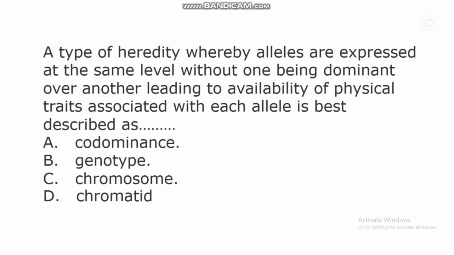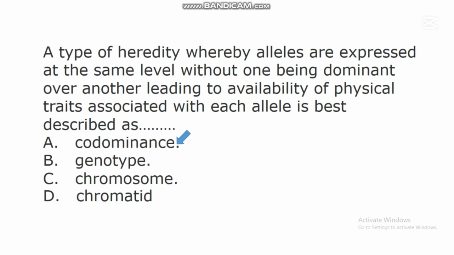The next question says, a type of heredity whereby alleles are expressed at the same level without one being dominant over another, leading to availability of physical traits associated with each allele, is best described as dash. A. Codominance. B. Genotype. C. Chromosome. D. Chromatid. In this question, the correct answer is A.